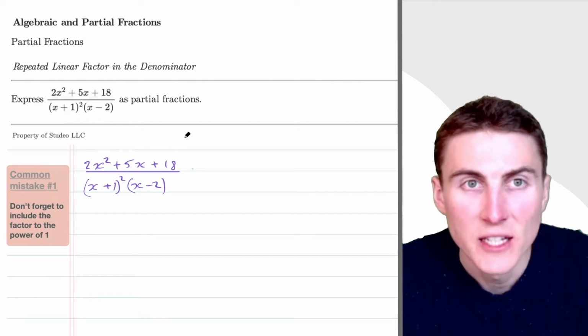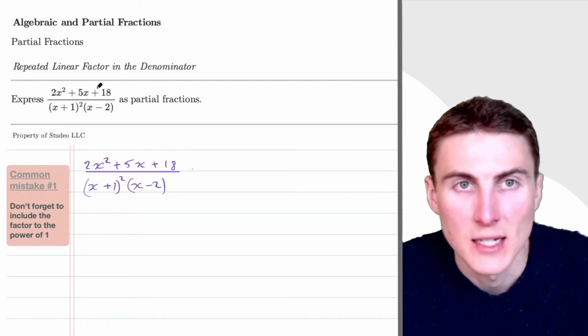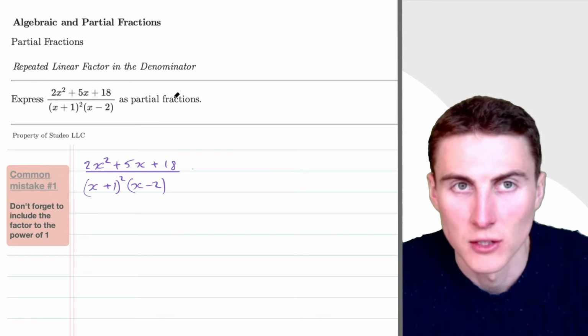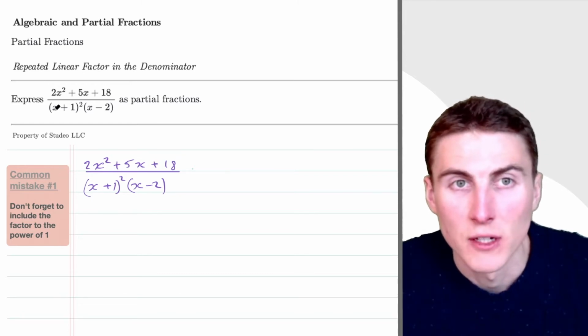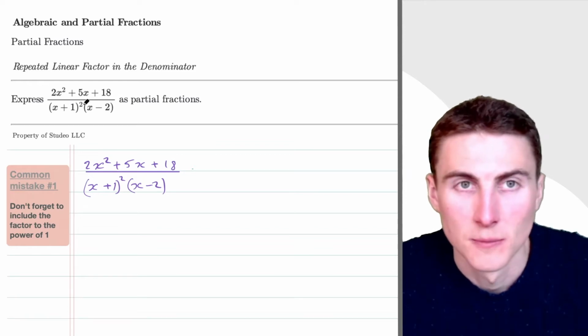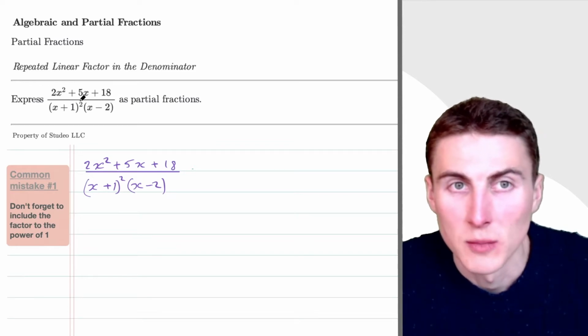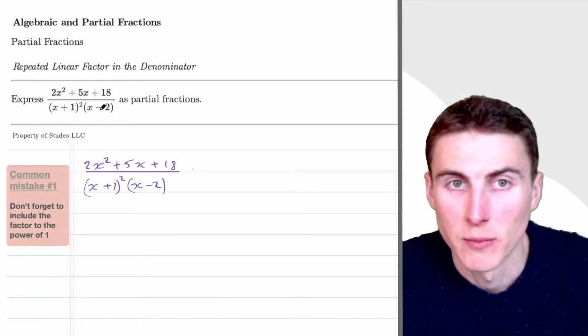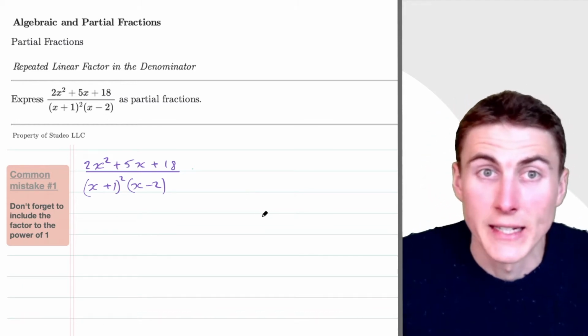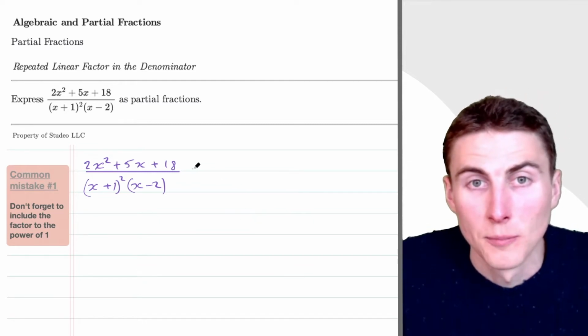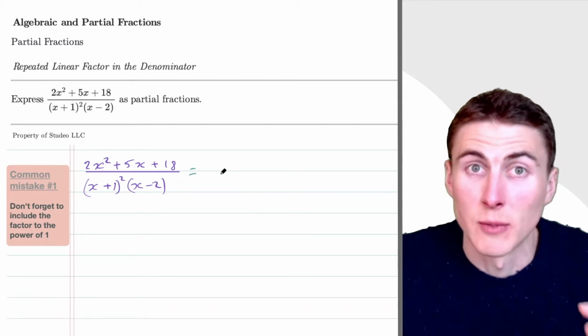Hello, so in this video, we're looking at how to express something like this as partial fractions. And the key thing here that we need to notice is that we have something on the bottom that's being squared. So this x plus 1 is being squared, and then we've also got the x minus 2. And it's not particularly hard with these ones. If anything, they're actually easier than the other ones, I think. But it does take a special technique.